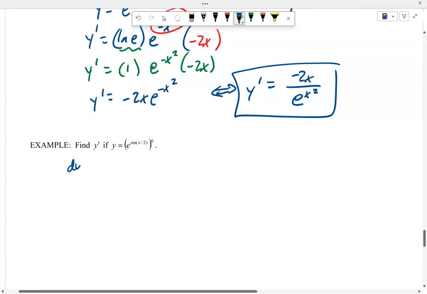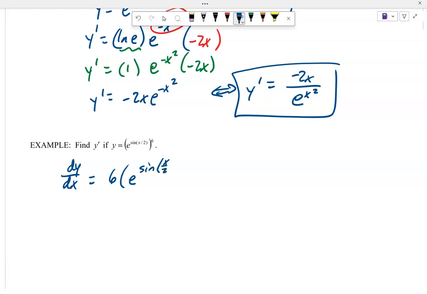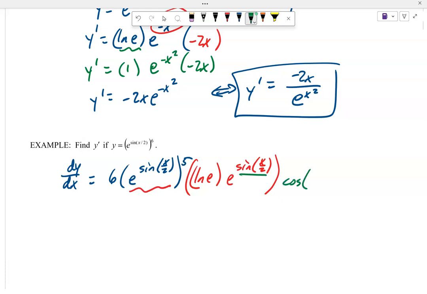Here we've got our dy dx. I'm going to run power rule first, so 6 e to the sine of x over 2. Now it's to the 5th power. Now I got to run the derivative of the inside there, so that'd be ln e to the sine x over 2. Right, so there's the derivative of the inside. Now I got to run the derivative of the sine, which is cosine that x over 2. And then lastly, one more time, derivative of that x over 2 is just derivative of 1/2 x is just a 1/2.